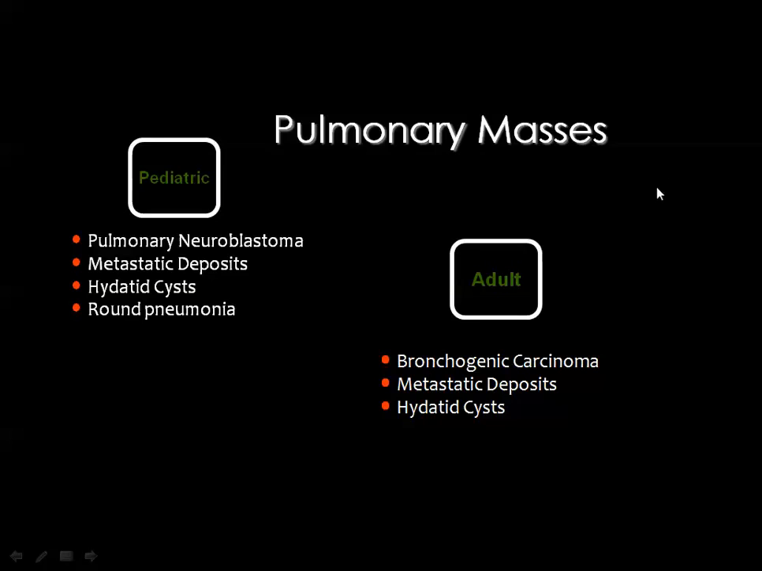In adults, we have three main matches, which are the bronchogenic carcinoma, metastatic deposits, and the hydatid cyst. In the pediatric age group, we have the neuroblastoma instead of this bronchogenic carcinoma, but we still have the metastatic deposits and the hydatid cyst, and we should add the round pneumonia in reliable clinical settings, as I have mentioned.